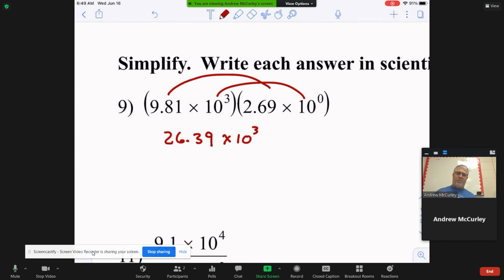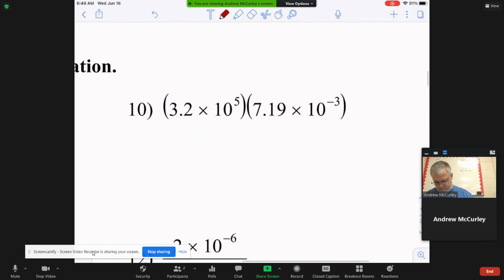Now that looks great, but what's wrong with that is it's not scientific notation. I have to move the decimal one place to 2.6, and I can keep all 39, times 10 to the, if I'm going left, I have to add 1. That's going to be 2.639 times 10 to the 4th. All right.